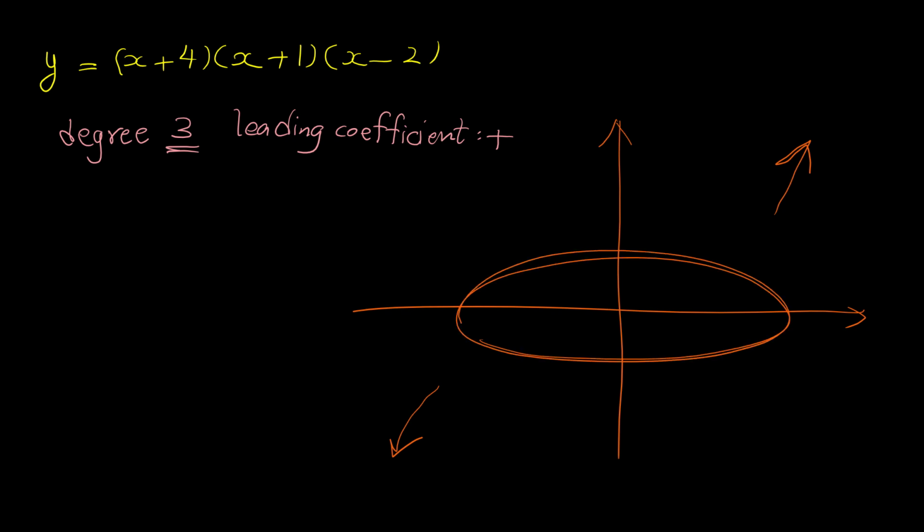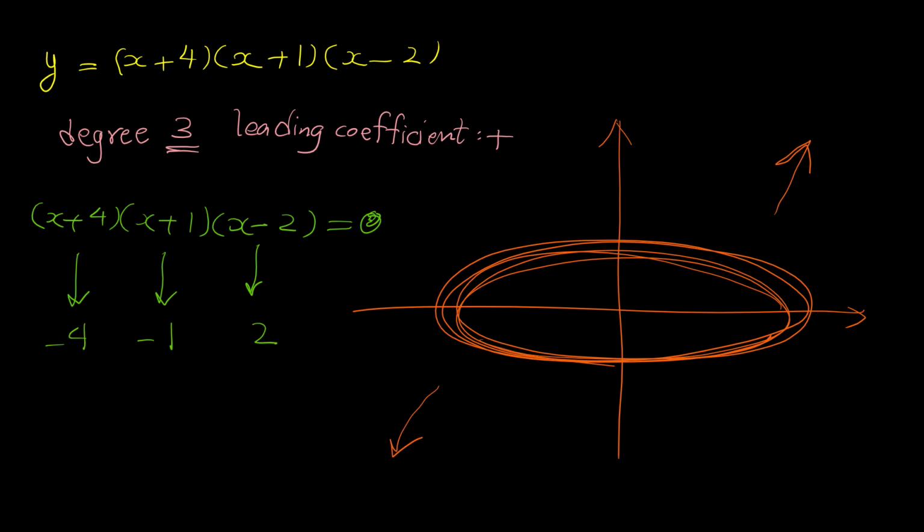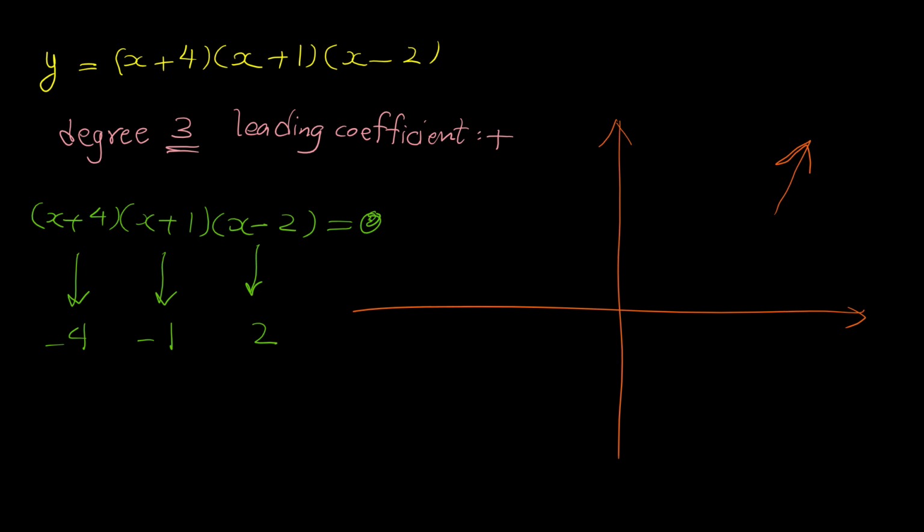What about between? For finding the behavior between these two ends, we have to set the polynomial equal to 0, and we have to find the x-intercepts. So we have to set x plus 4 times x plus 1 times x minus 2 equal to 0. When we set this equal to 0, each of these factors should be 0. So from the first one, x is negative 4, from the next ones, negative 1 and 2. So these are the x-intercepts.